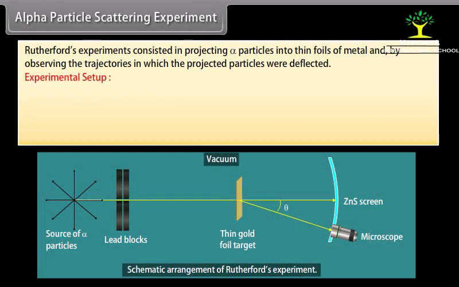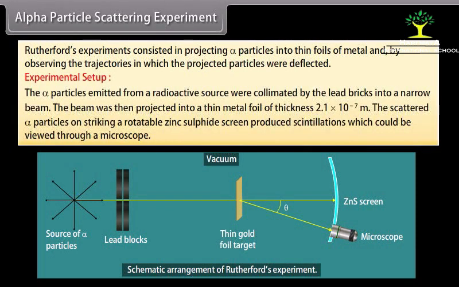Experimental setup. The alpha particles emitted from a radioactive source were collimated by lead bricks into a narrow beam. The beam was then projected onto a thin metal foil of thickness 2.1 × 10^-7 meter. The scattered alpha particles on striking a rotatable zinc sulfide screen produced scintillations which could be viewed through a microscope.